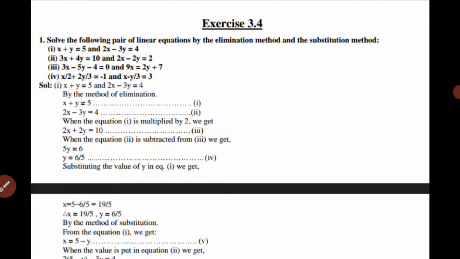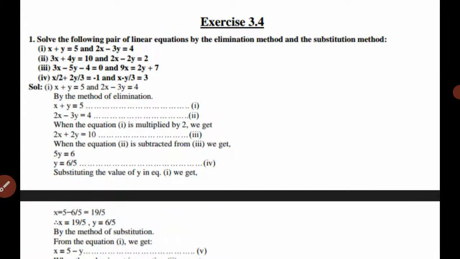In the first part we are given x plus y equals 5 and 2x minus 3y equals 4. So here we have to solve these two equations. Solving by the elimination method, the first equation is x plus y equals 5 and the second equation is 2x minus 3y equals 4.